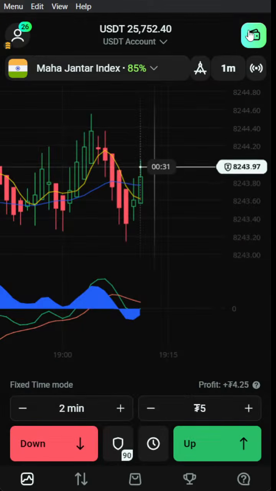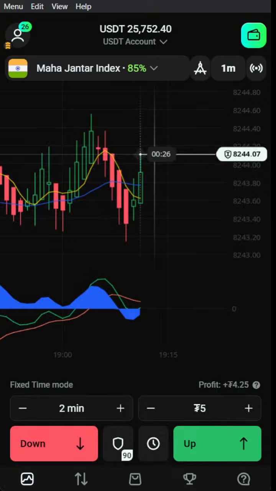I use Japanese candlestick, John. For me, Japanese candlestick is more comfortable and more convenient, so I use that.